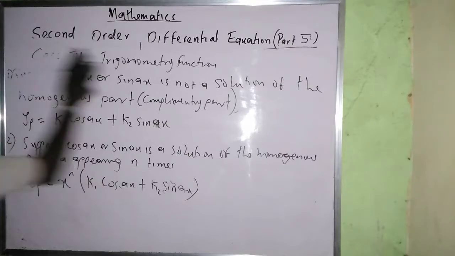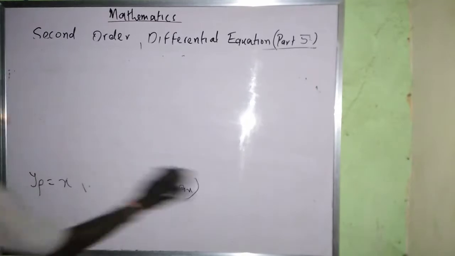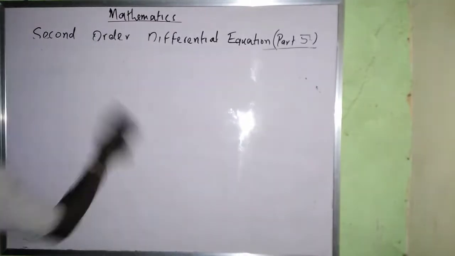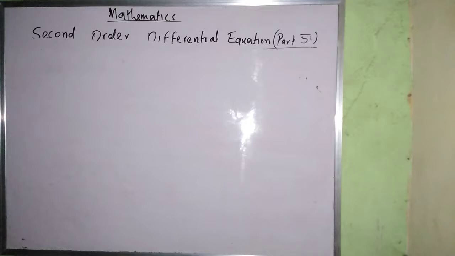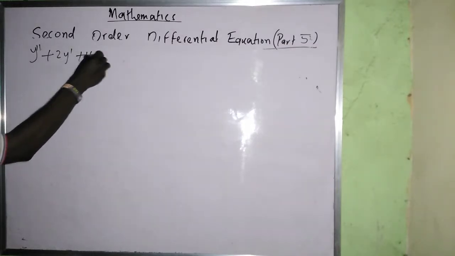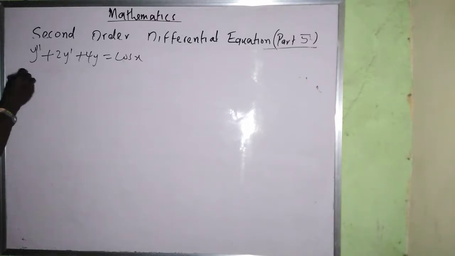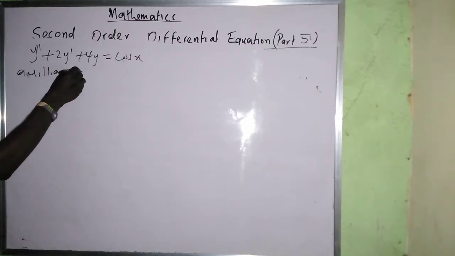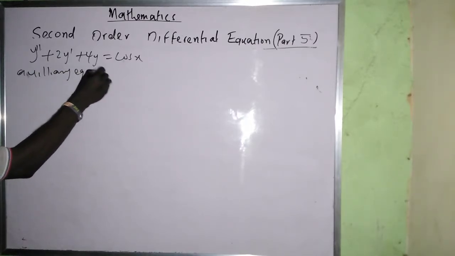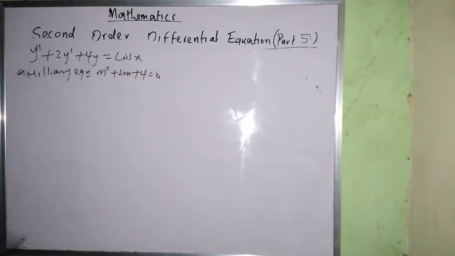Now, for instance, if I have a problem this way, I have this as a problem: y prime prime plus 2y prime plus 4y equals cos x. Now, my auxiliary equation is very important. Sorry, auxiliary equation will be m squared plus 2m plus 4 equals 0.